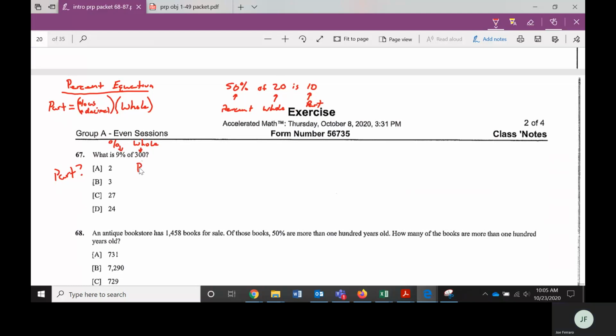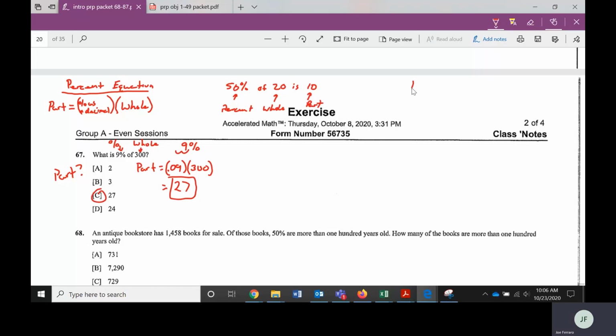So we want to find the part, and we're using this up here. So we have to write the percent as a decimal. Well, if you have 9%, remember, percent is the bigger form, so you have to make this smaller by 2 spots. So you go 1, 2. So 0.09 is the decimal, and we multiply that by the whole, 300. Okay, so now you just take your calculator, hit 0.09 times 300, and that equals 27. And that's our answer.